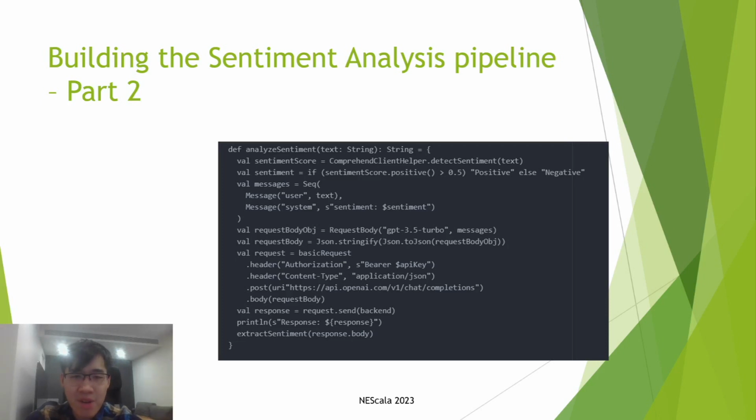Now the second part will be building the analyze sentiment function itself. What we want to do here is analyze the sentiment that we put in. In this particular scenario, we're going by a simpler rule for the purposes of this demonstration. If the sentiment score is above 0.5, it's going to be classified as positive. Otherwise, it will be classified as negative.